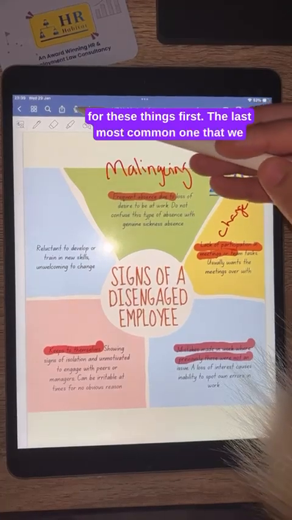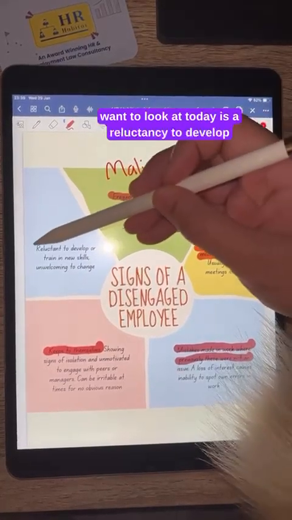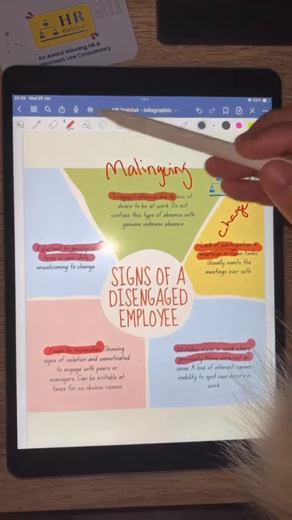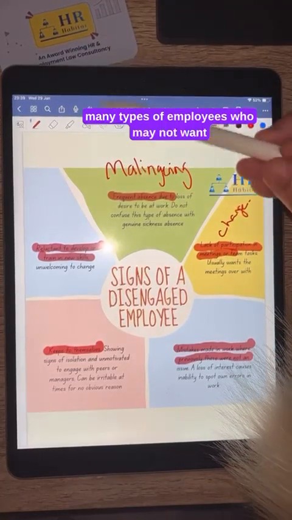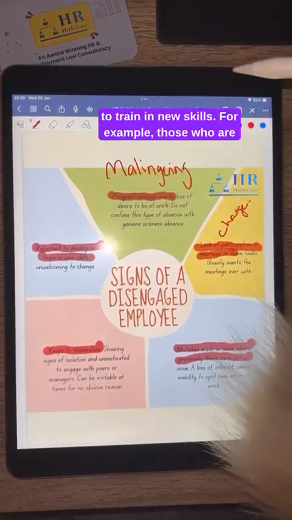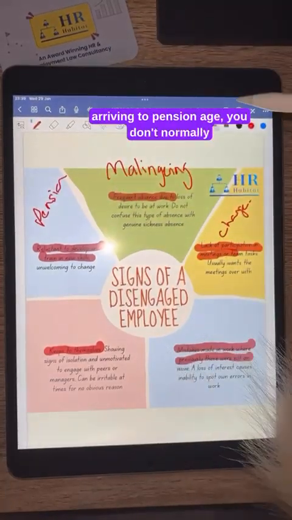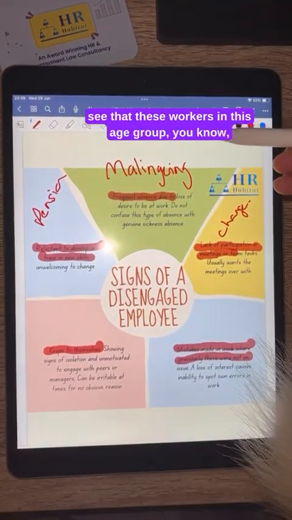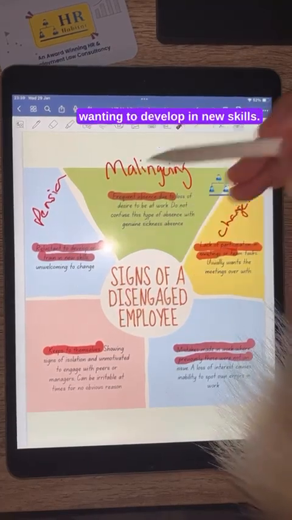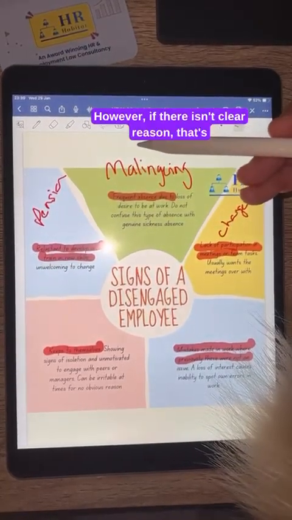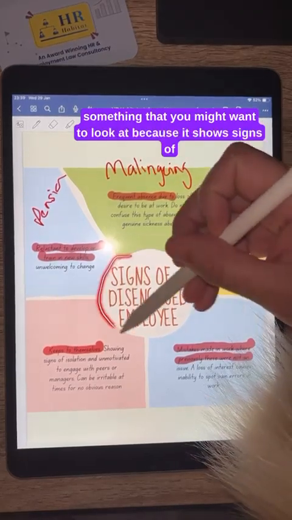The last most common one that we want to look at today is a reluctance to develop or train in new skills. Now, of course, there are many types of employees who may not want to train in new skills. For example, those who are arriving at pension age. You don't normally see workers in this age group wanting to develop new skills. However, if there isn't a clear reason, that's something that you might want to look at, because it shows signs of disengagement.